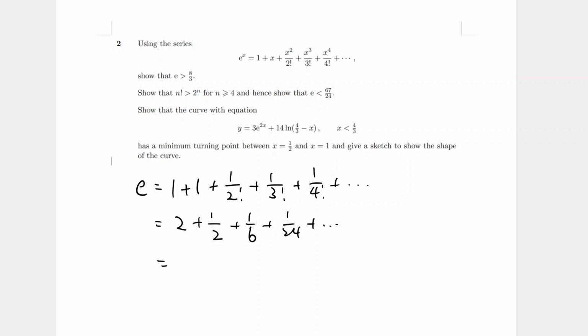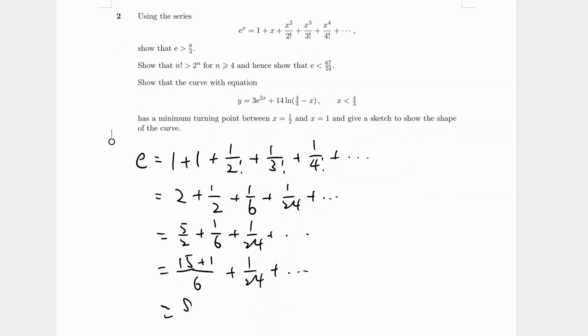Okay, well next I've got 5 over 2. Oh no, how do I get 8 over 3? Oh no, and you start to panic, right? You start to panic. And then something really brilliant happens. So what happens in front? This is 15 over 6 plus 1, and this is the 8 over 3 I want.